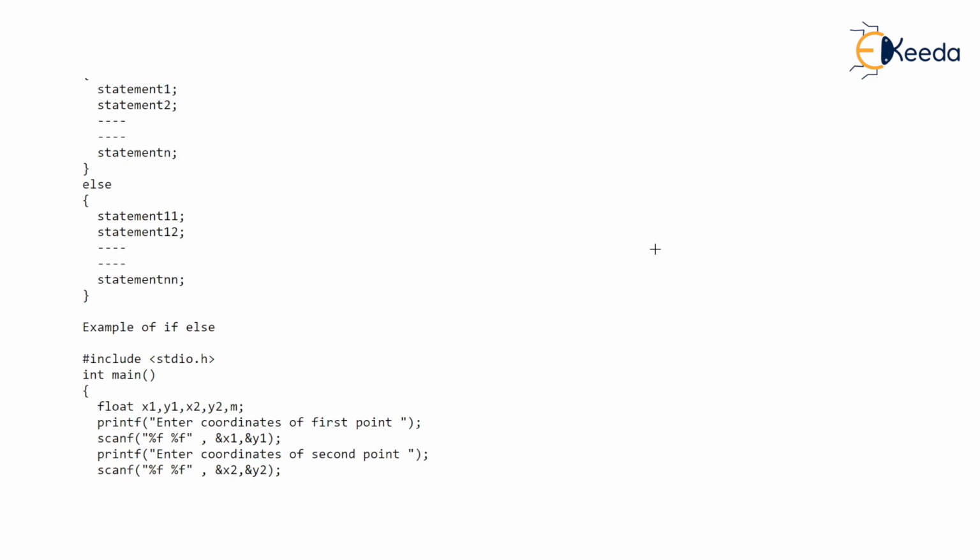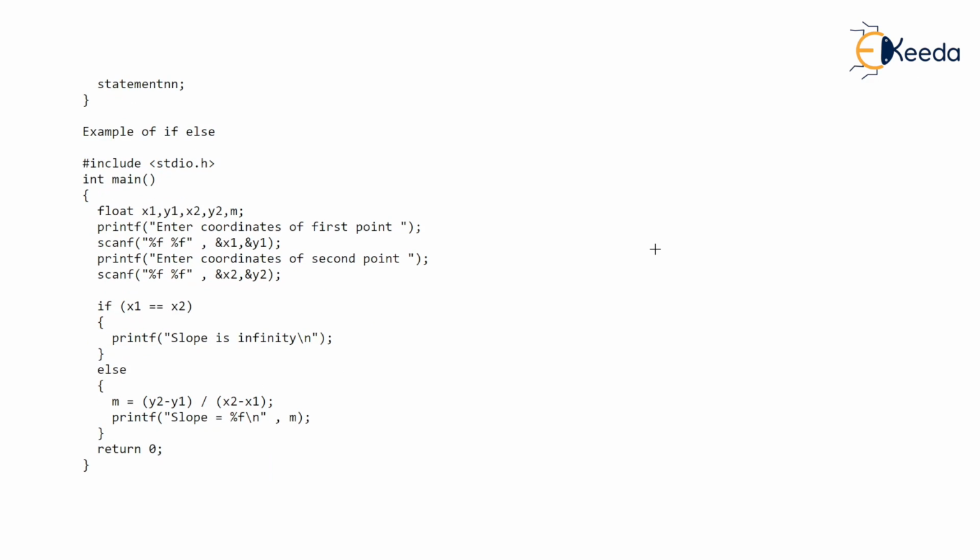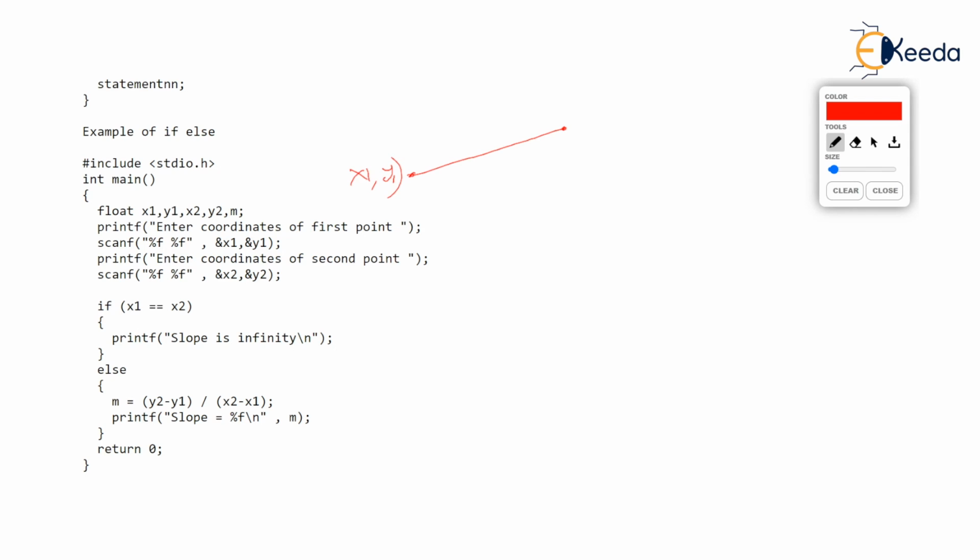The example given over here is about finding the slope of a line. The problem says that you have to input x1, y1, the coordinates of the first point, and x2, y2, the coordinates of the second point, and find out the slope of this line. Now we know that slope m is given as y2 minus y1 upon x2 minus x1.